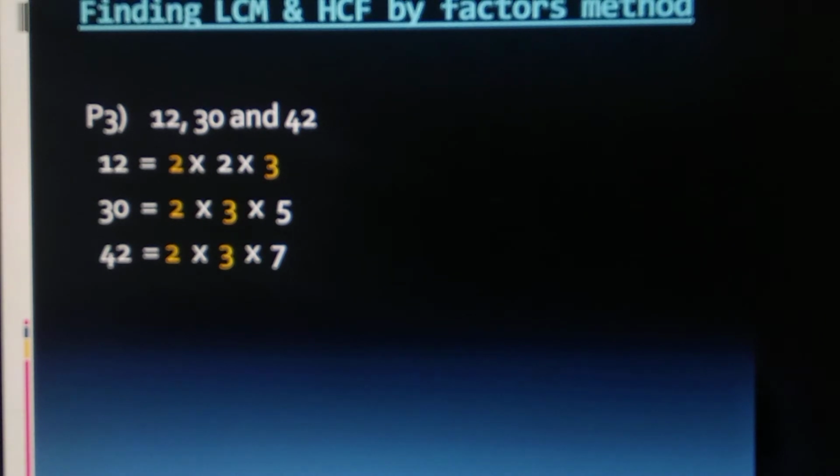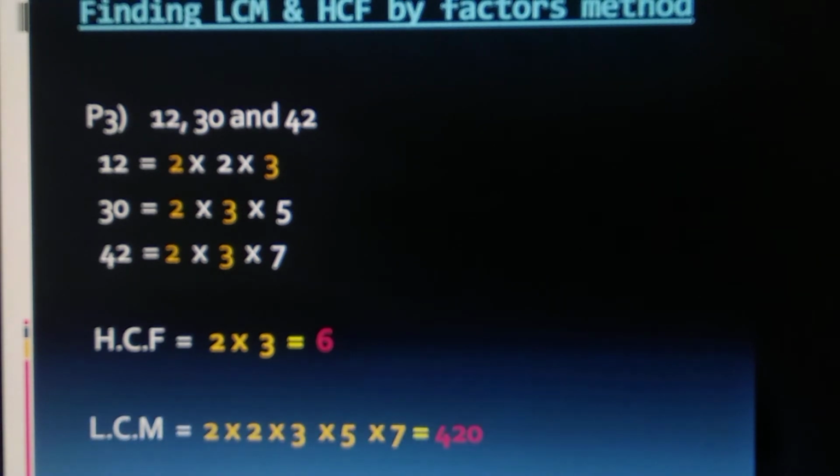After writing the prime factorization like this, then you need to find HCF. The HCF, that is the highest common factor. So here you need to find the product of common factors in all the three prime factorizations. One 2 is common and one 3 is common. So 2 into 3, 6. That is the HCF of the given three numbers.